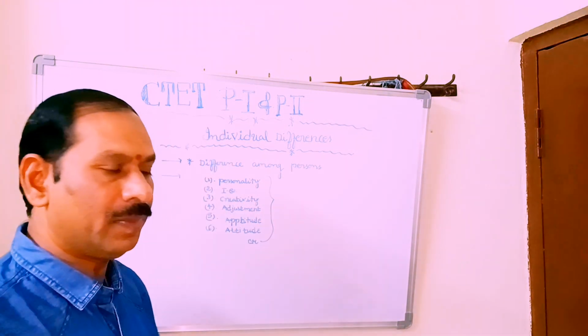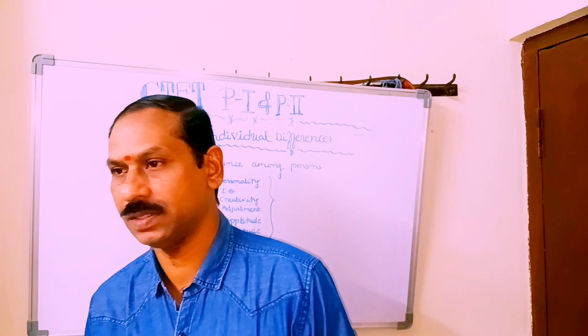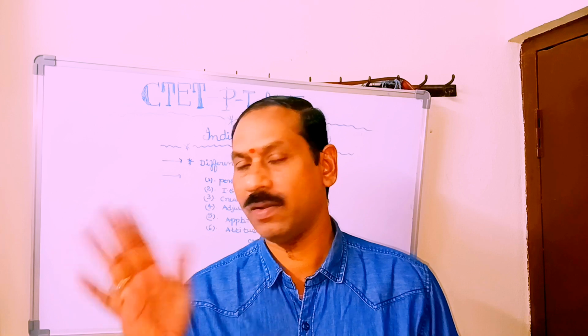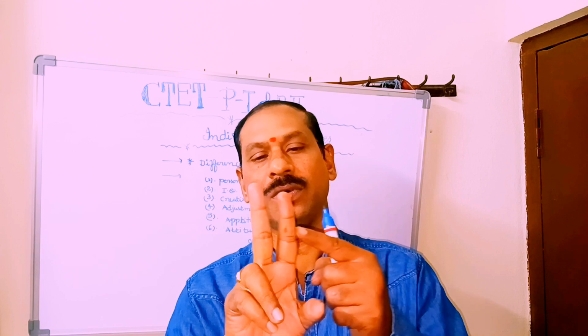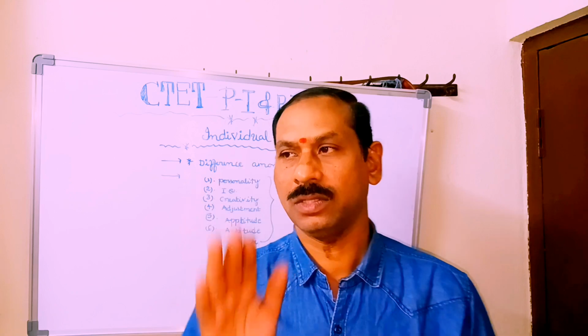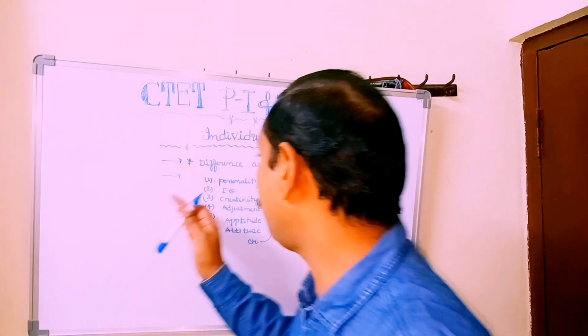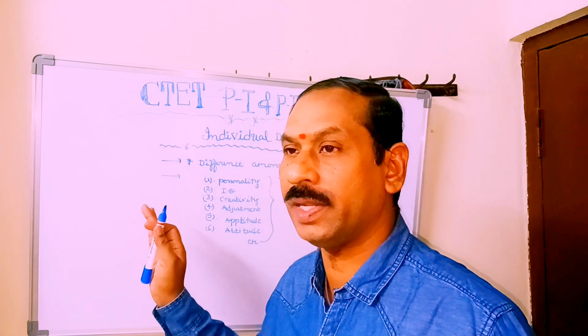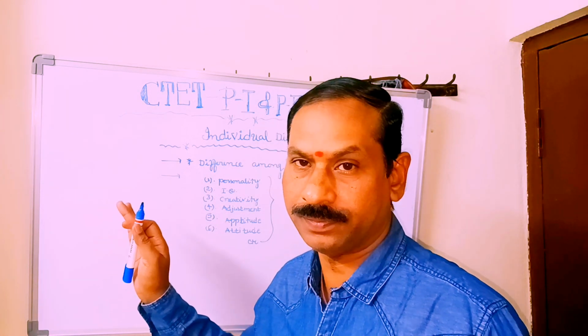Generally, if we see any two persons, definitely there will be a lot of differences. Not only in two persons, if we see the fingers in our hand, no two fingers are the same. One is small and one is long. If we see all five fingers, no two fingers are equal. In the same manner, no two persons are the same in all aspects.